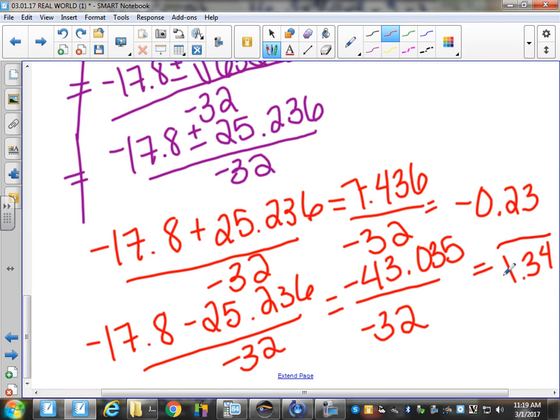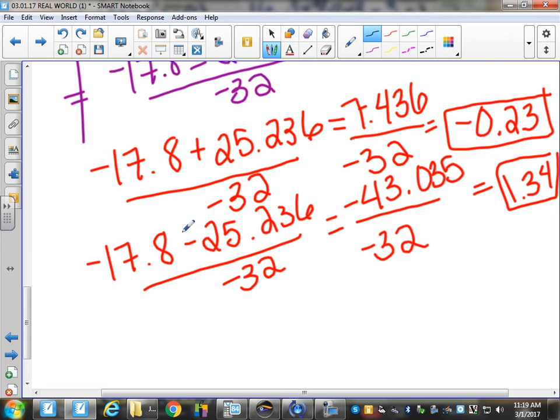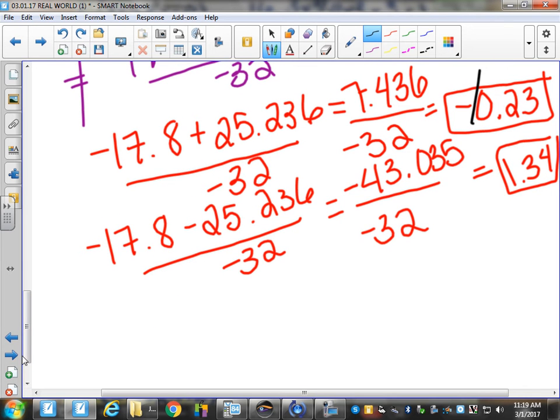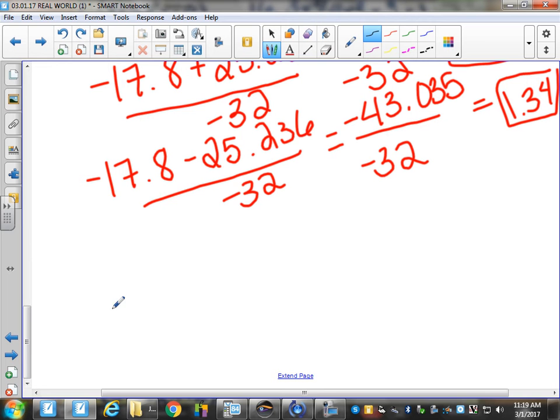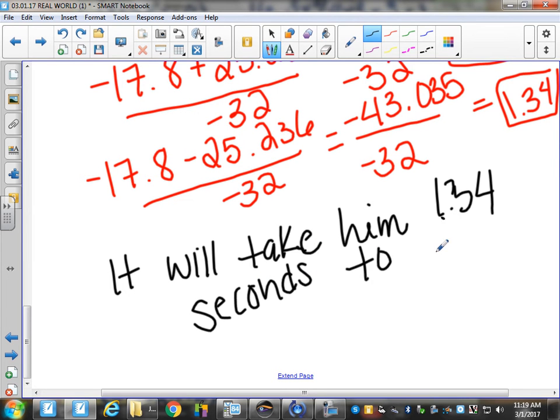1.34? Okay. Which one is my answer? Why? Why does it need to be positive? Right, because time can't be negative. So for the final answer, you can cross this one out. It will take him 1.34 seconds to finish his rotation. Exactly.